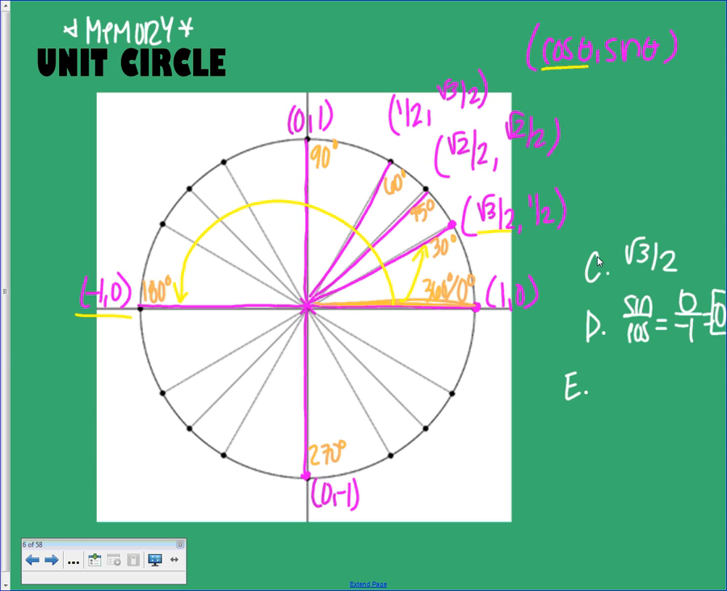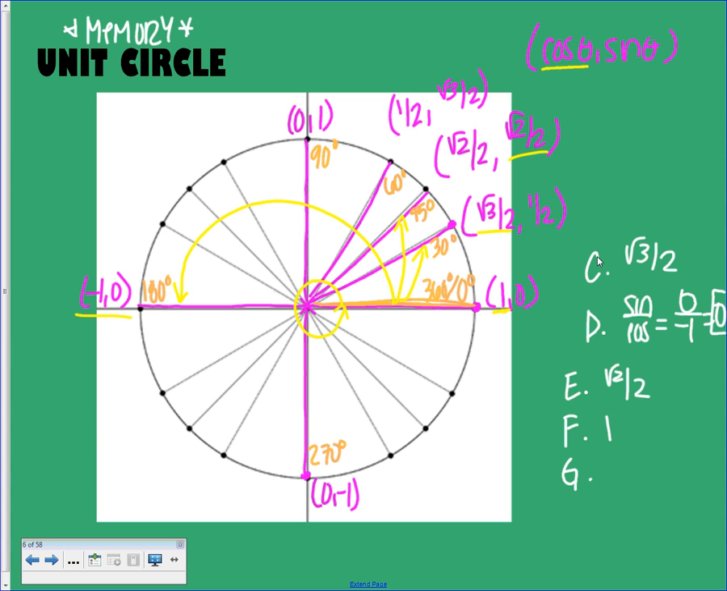Example E wants me to go to 45 degrees. Okay, so I know 45 is right here. It's the middle one. Sine is the y-coordinate. So that's going to give me the square root of 2 over 2. Example F wants the cosine of 360. Okay, so I'm going to go all the way back and I'm going to end right where I finished, 360. Cosine is the x-coordinate, so the x-coordinate here is 1.